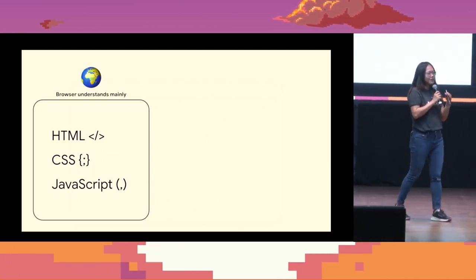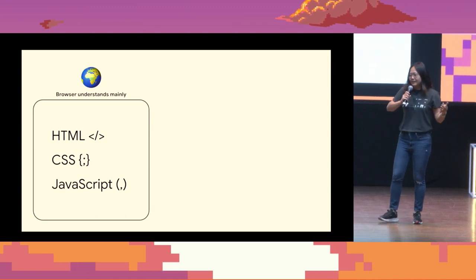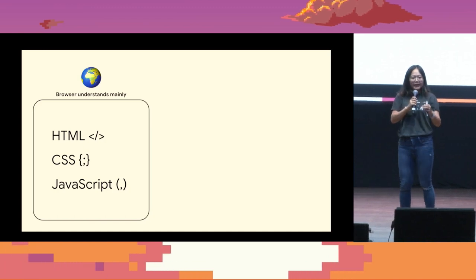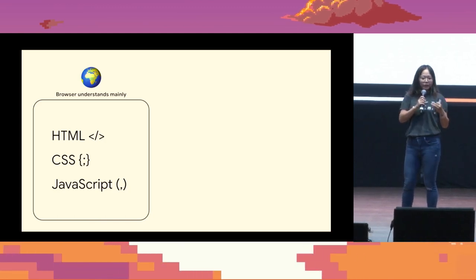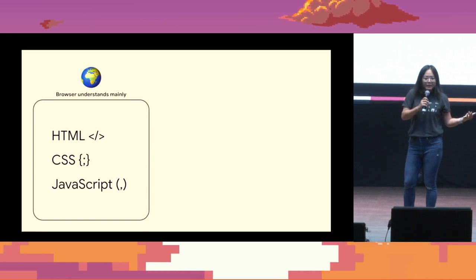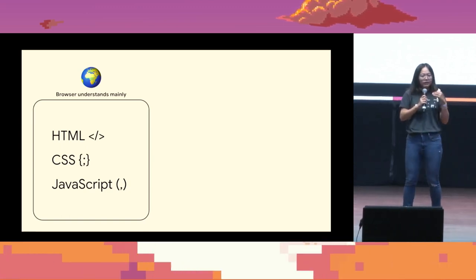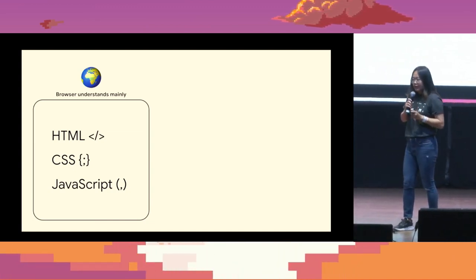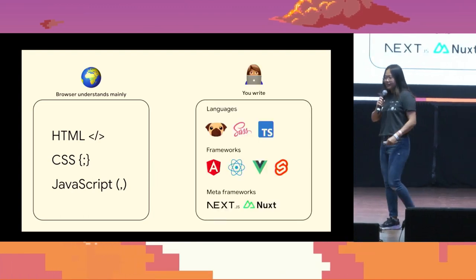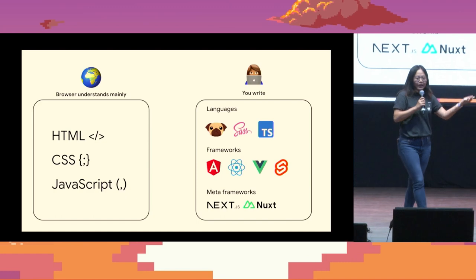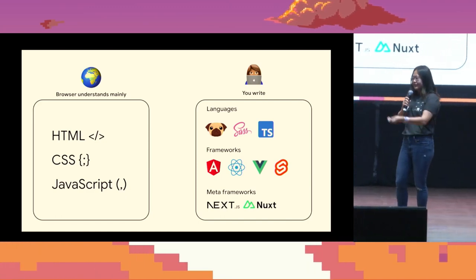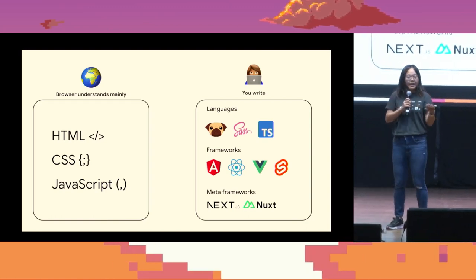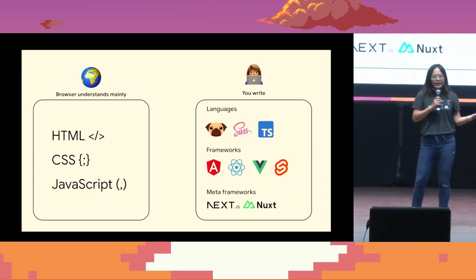Okay. Though in 16 years of DevTools, the browser actually doesn't change much. The browser still mainly understands HTML, CSS, and JavaScript. Although the browser also understands WebAssembly now, HTML, CSS, and JavaScript are still the main languages that people use today. The way that you develop web applications is so much different now. You use different languages because you don't like HTML, you don't like CSS, you use Sass, you use TypeScript, you use Pug, and you use different frameworks like Angular, React, Vue, and you use meta frameworks like Next and Nuxt.